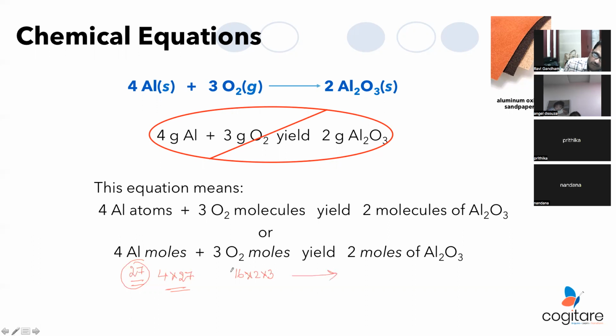I want you guys to calculate all this, right? And aluminum is how much? 2 into 27 plus 16 into 3. Give me the answers for this. 4 into 27 is 108. Plus, 16 into 2 into 3 is 96. Fantastic, 96. What about this? So 54.